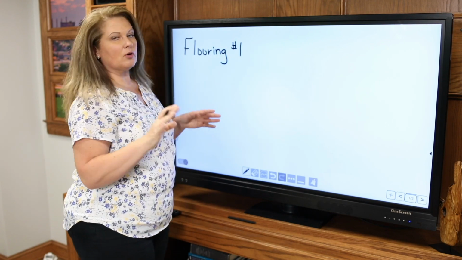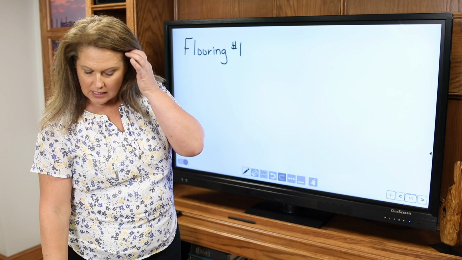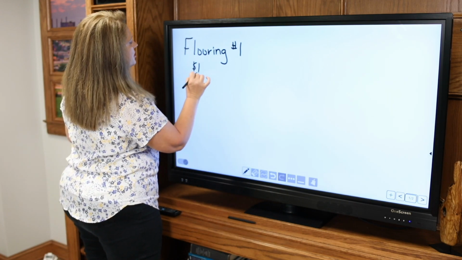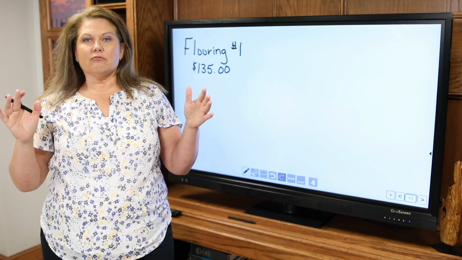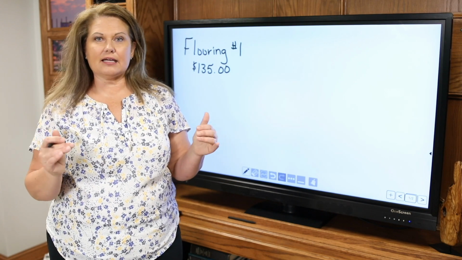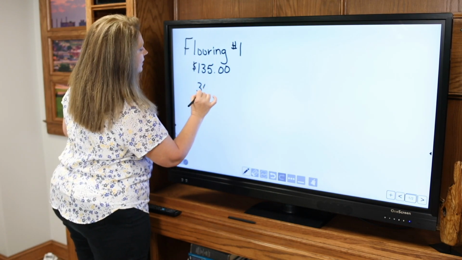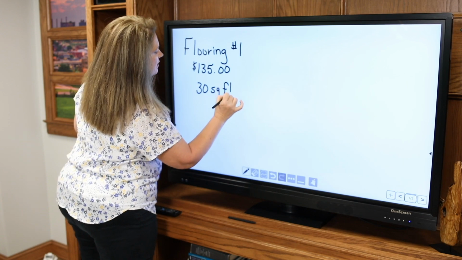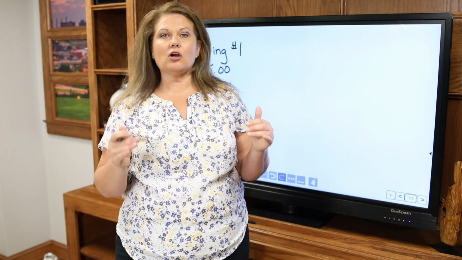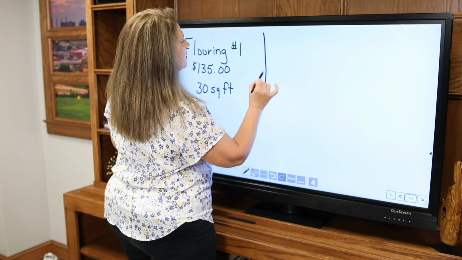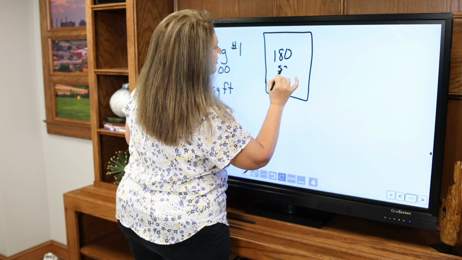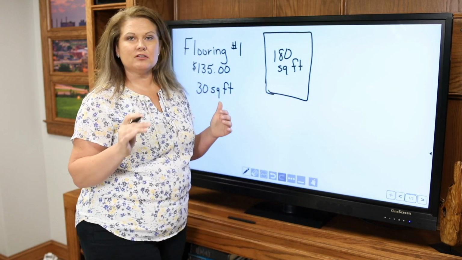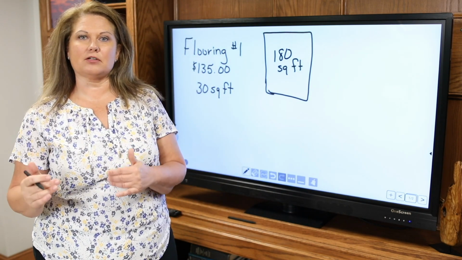we had flooring number 1 as our best buy. And it was $135 a carton. But what I'm really concerned about right now is that it covers 30 square feet per carton. How many cartons is it going to take us to cover our room? Now, remember our room is our rectangle, and it's going to have 180 square feet. So we're going to have to figure out how many of those cartons we're going to have to purchase.